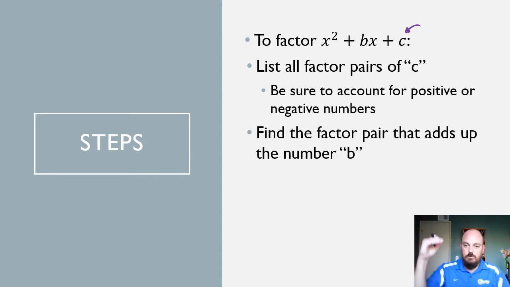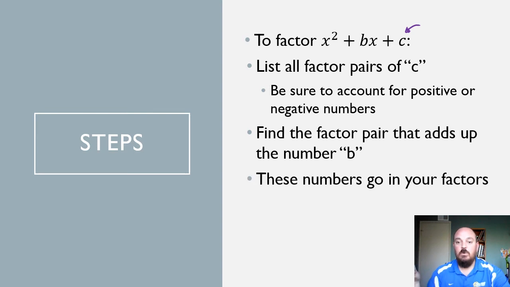Then run through that list of factors and find the pair that adds up to B, whatever number is in front of x. And then those are the numbers that go in the boxes, that go after each x. If it's a positive number, you put plus that number. If it's a negative, you put minus. So let's go ahead and do those two examples.